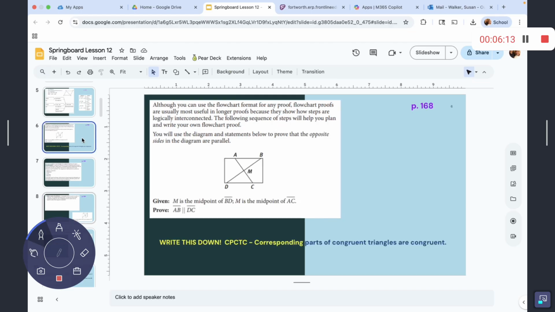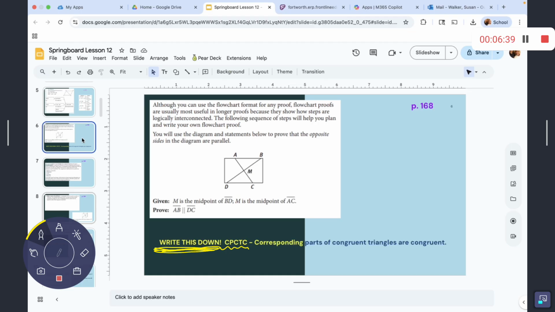Now, before we move on, I do want you to write this down because we actually need it for our proof, and I think we might have talked about it, but we really haven't gone over it. I want you to write this down. CPCTC: corresponding parts of congruent triangles are congruent. Corresponding parts of congruent triangles are congruent. Write this down because we're going to need it for the proof.